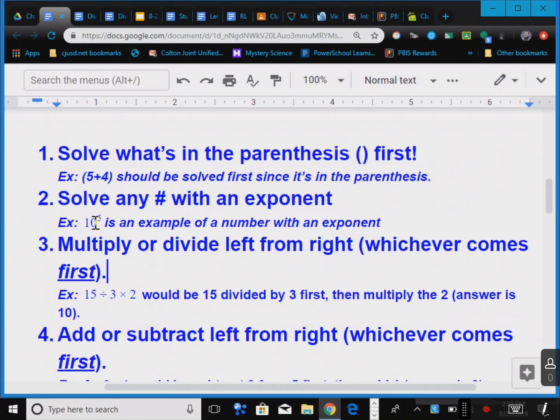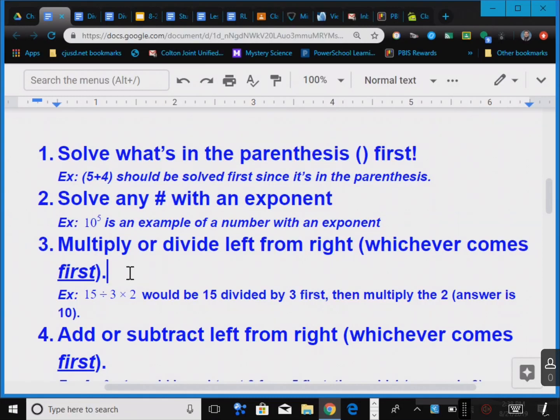The next step is solve any number with an exponent. We won't really be practicing that today, but I wanted you to know about it, because that's a very important rule. So like 10 to the 5th power is an example of a number with an exponent. It might not be a 10. It might be 3 to the 2nd power or 7 to the 4th power. You still have to solve that after the parentheses. And if there's no parentheses, that's the first thing you solve.